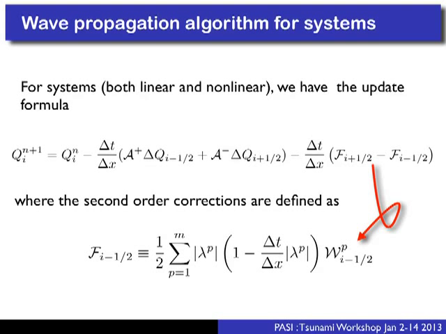For systems, we have exactly the same thing. In the systems case, we just put a summation out here. We now have M waves and M speeds, but essentially it has exactly the same form. What this means in terms of software is that once you've computed waves and speeds, the second order correction terms can be constructed behind the scenes. The user doesn't have to worry about constructing these things. They simply get built depending on whether you've wanted to specify the first order scheme or the second order scheme. So that's all done behind the scenes.